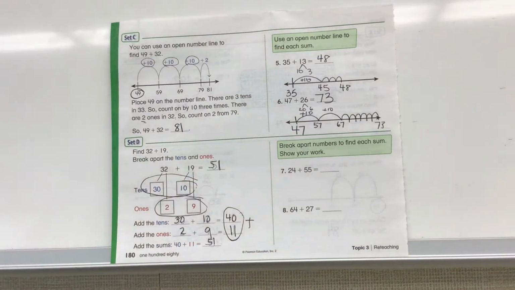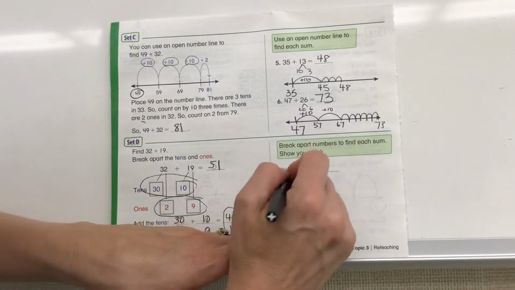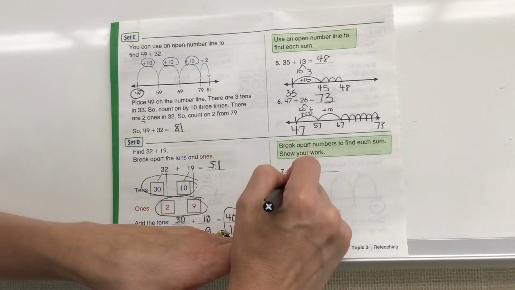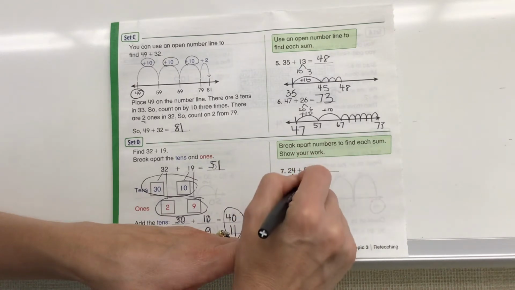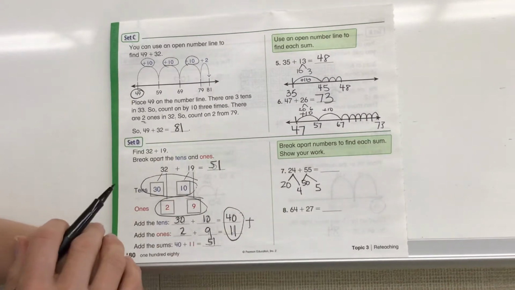So we're going to break these apart here to find our numbers as well. So I know that 24 is 20 plus 4, and 55 is 50 plus 5.